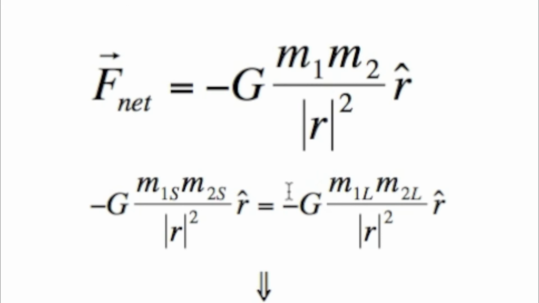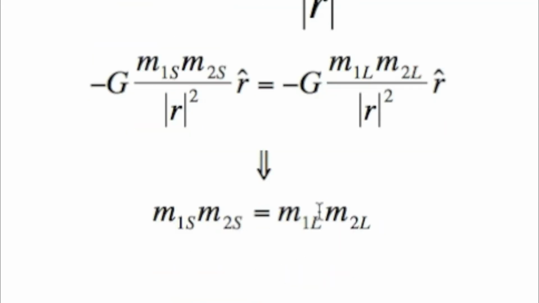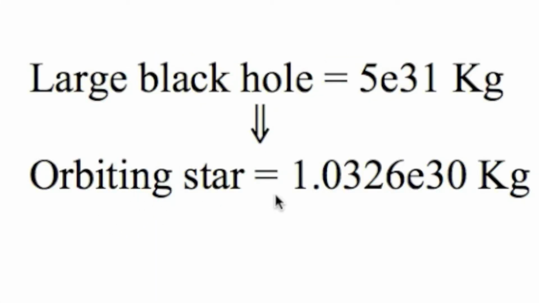So setting each of them equal to each other, with the gravity around the smaller black hole equal to the gravity around the larger black hole, gives us this mathematical relationship between the products of the two masses. Now if we have a black hole with a mass of 5 times 10 to the 31, this results in the orbiting star having a mass as shown.